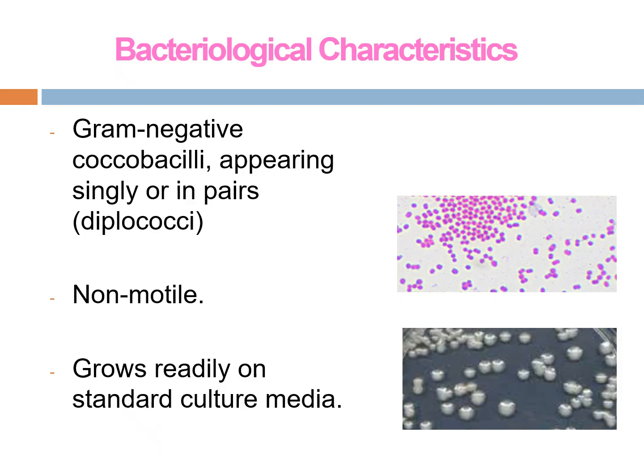Let's start with the bacteriological characteristics. Under the microscope, Acinetobacter baumannii appears as gram-negative cocobacilli. This means they are short rods, sometimes almost round, and they are often seen in pairs, which we call diplococci. They are not motile, so they don't have a flagella. And from a lab perspective, they are easy to grow as they thrive on standard culture media, which helps with identification.